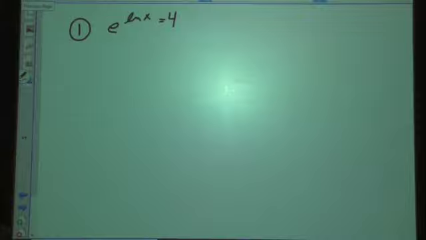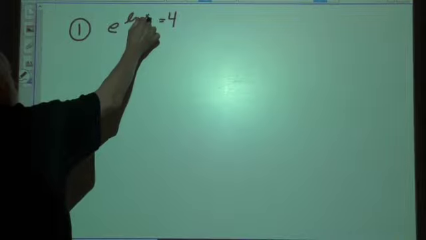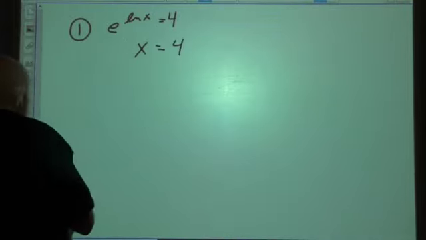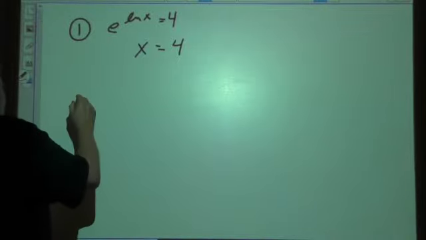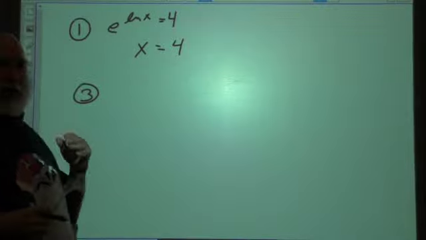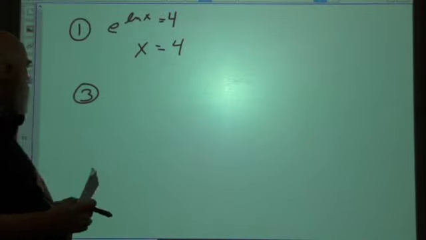So, since e to the natural log of x, well, the exponent here is x, so the answer is x equals 4. For number 3, that was that simple, yeah. And these problems are asking for values, and we're going to go 2 decimal places, or 3 sig figs with all our values for this.